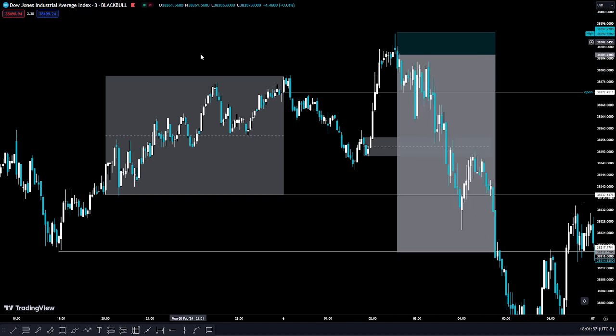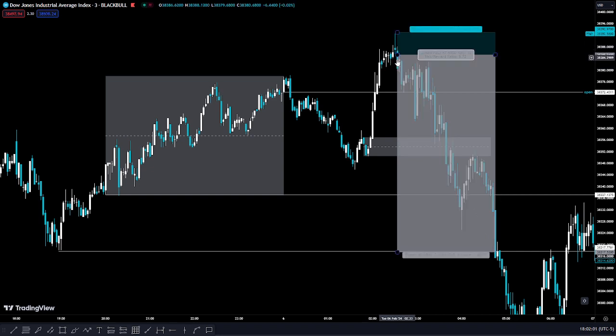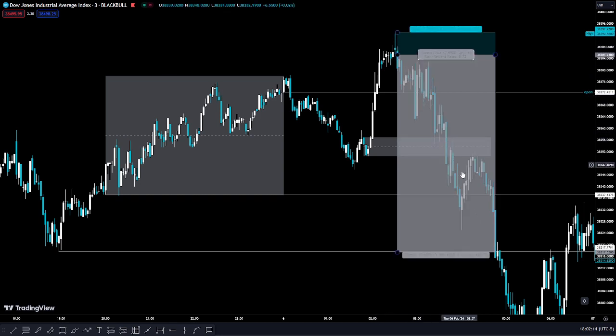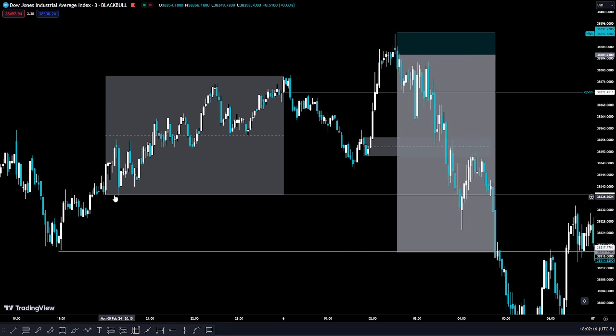This was in the 3 minutes, so I went to the 1 minute. Then you see a market structure shift below this. Then this candle returned back into an order block. It's clear on the 1 minute. Then, before actually going down and taking this low.